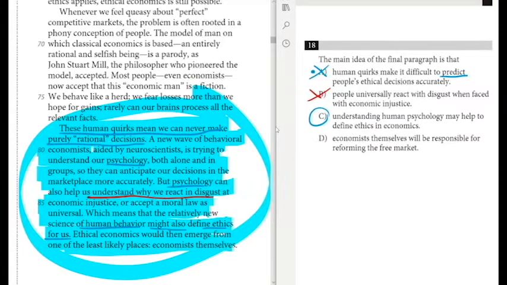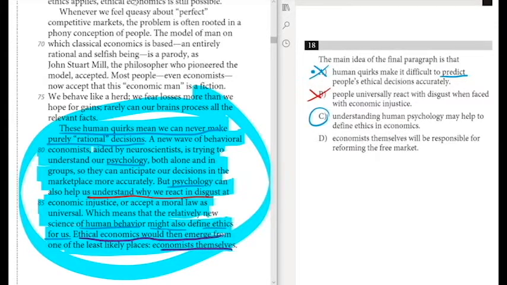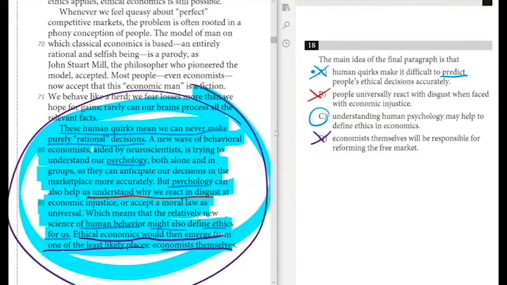Going to answer choice D, economists themselves will be responsible for reforming the free market. Once again, we did see that right here. Ethical economics would then emerge from one of the least likely places, economists themselves. Now, although that was in the paragraph, it wasn't the main thing, because this is an entire paragraph about psychology.